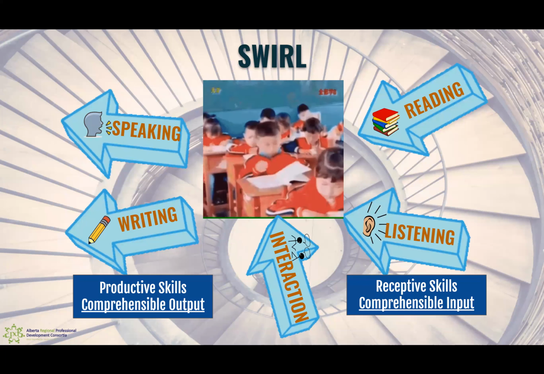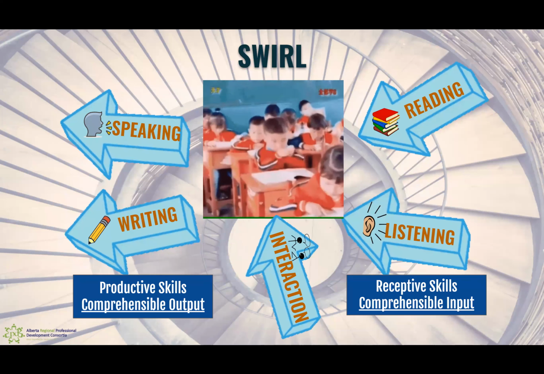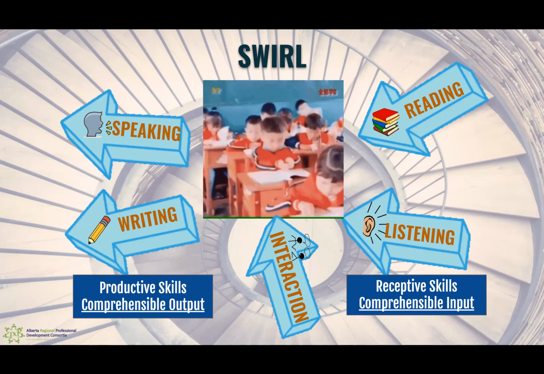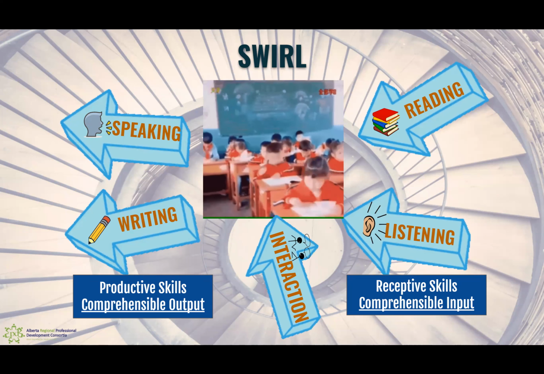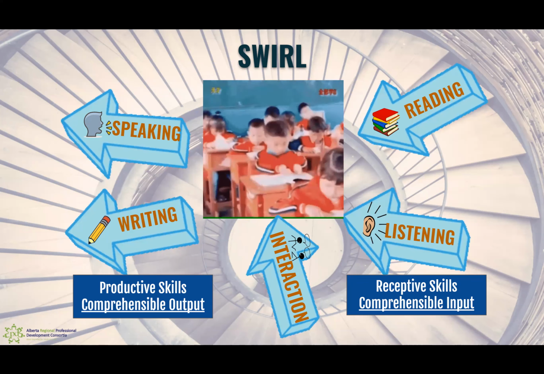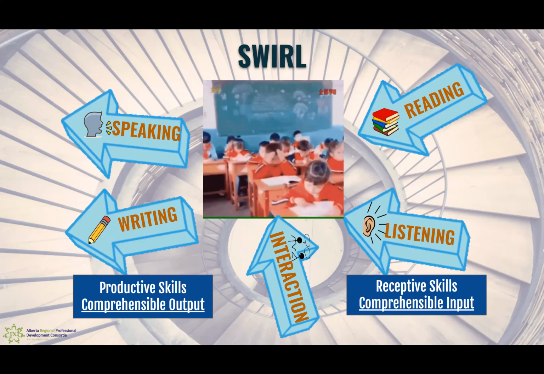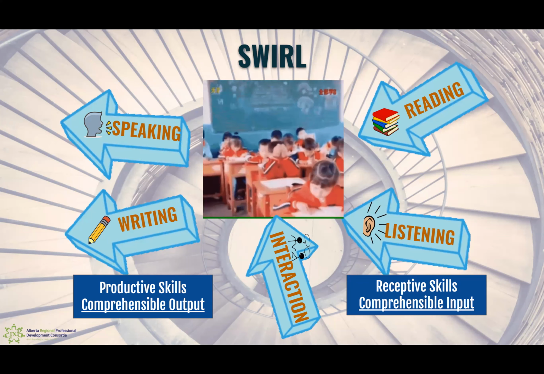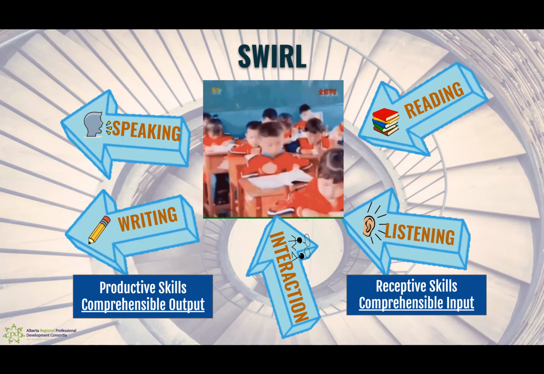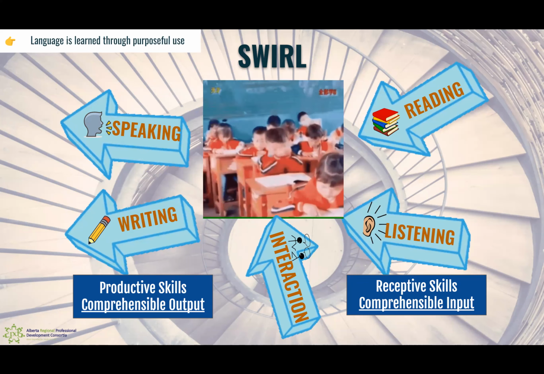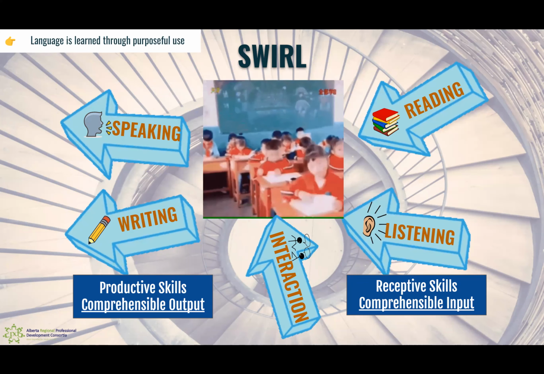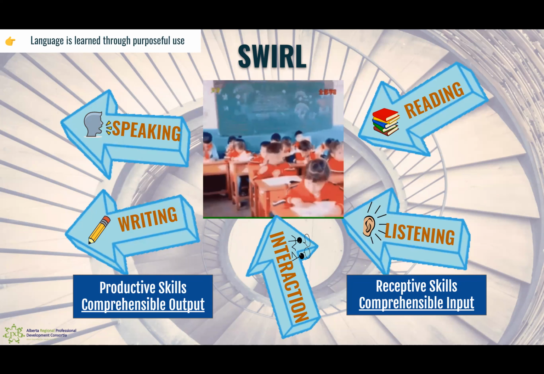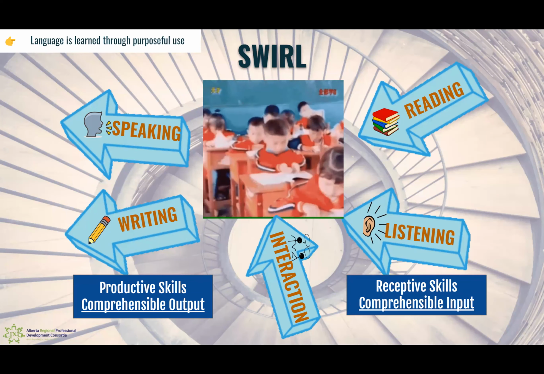So we need to think about how we can get all of those interaction skills between the receptive and the productive skills, so that there's the reading, the listening, the speaking, and the writing, and so that there are opportunities for comprehensible input and comprehensible output, and that language is being used through purposeful use. Like this little guy here, he's trying to study for something.